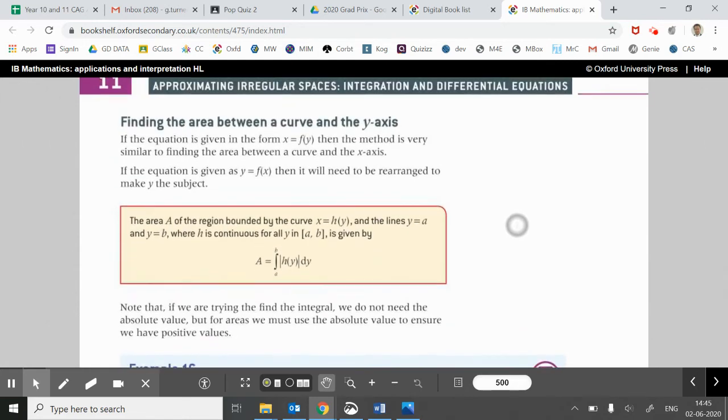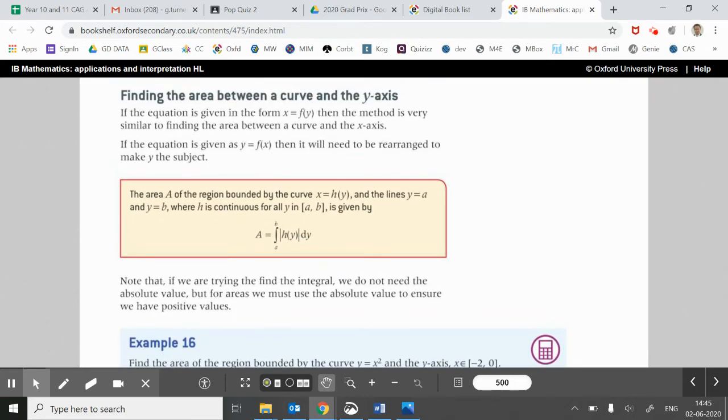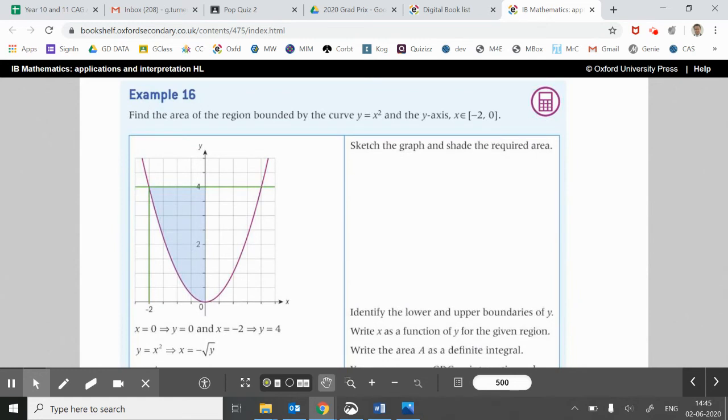Okay, and so this is pretty neat. They start saying, what about finding the area between the curve and the y-axis? Okay, so in the example they're going to look at, example 16, they're going to say, well, what about this blue area here? Now, you could actually work out that blue area by working out the area underneath it and taking away that area from the rectangle that it sits in. I'll show you that again in a second.